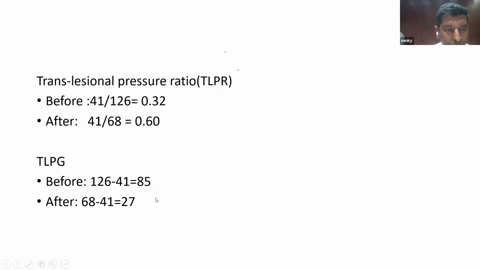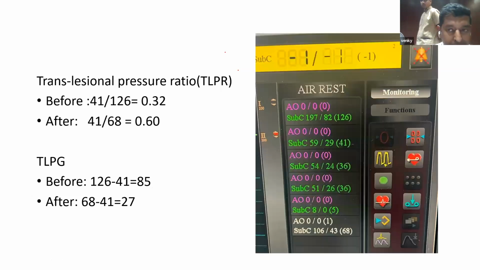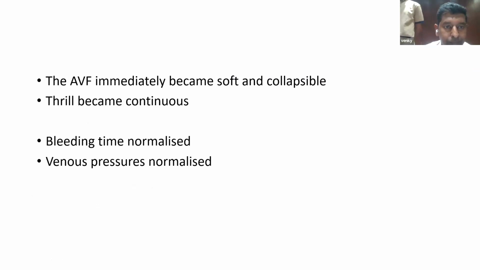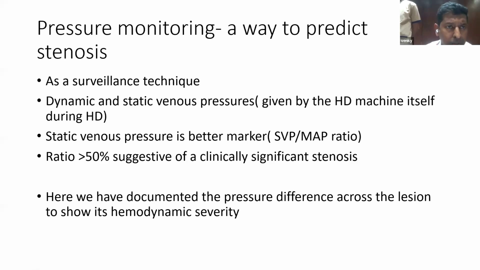Normally, any gradient of more than 10 is considered significant, but here, on one hand, you have the cephalic vein, which is not a central vein, and on the other hand, you have the subclavian, which is a central vein. So I do not know how to compare the pressures between these two. Yeah, so as I told you, the AVF immediately became soft and collapsible, and the thrill became continuous. The patient was sent home, the dialysis became uneventful, the bleeding time normalized, and the venous pressures are normal now. It's been almost 2 months, and the patient is doing fine.